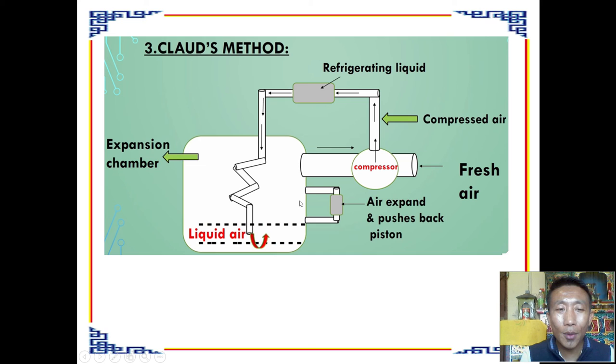And in Claude's method, you will see there is an air piston. Now, what happens here is when gases try to expand, they push this air piston backward. As they push the air piston backward, the gas does some mechanical work. And when they do mechanical work, they start liquefying. You should know that Claude's method and Lindner's method function similarly, but Claude's method is more effective than Lindner's method because here liquefaction of a gas is faster.